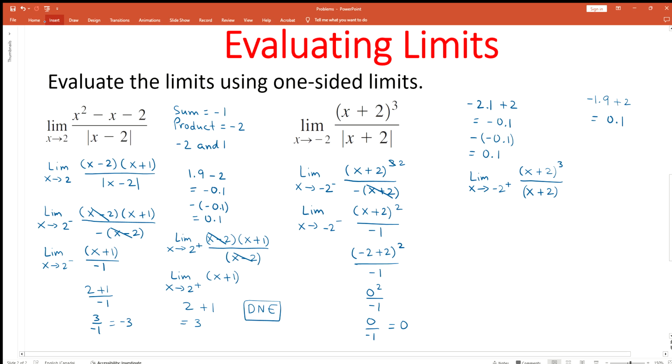Now we can simplify this expression. We can cancel out an x plus 2 from the numerator and denominator. Now we can apply the limit. We should sub in x as -2. I get 0. So the value of the right hand limit is equal to 0. Since the value of the left hand limit is equal to the value of the right hand limit, that means the limit exists and the value of the limit is 0. So we can write our final answer as the value of the limit is 0. This should be the final answer for the second limit.